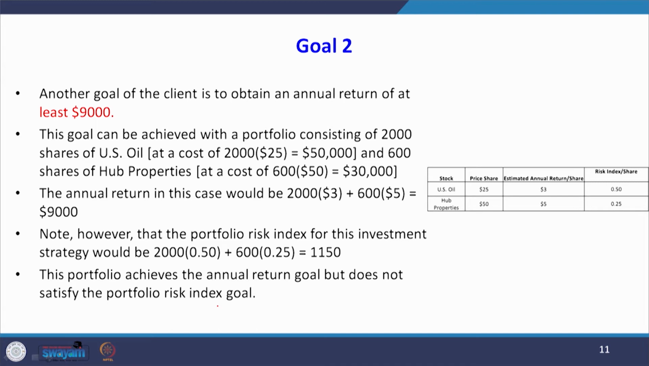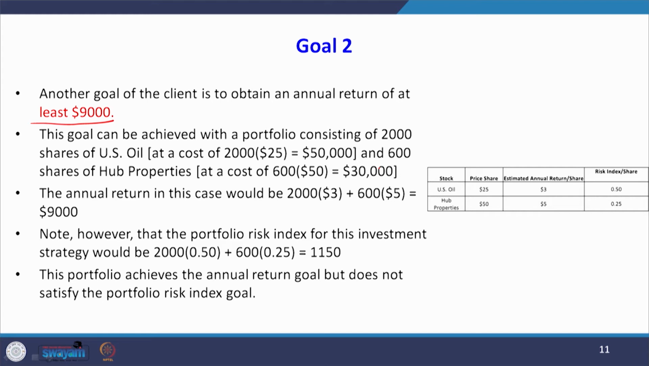Similarly, we will discuss goal 2. So, another goal of the client is to obtain an annual return of at least $9,000. This goal can be achieved with a portfolio consisting of 2000 shares of US oil. Suppose if you buy 2000 shares of US oil, what will be the cost of that? 2000 multiplied by 25, $50,000, and 600 shares of Hub Properties.